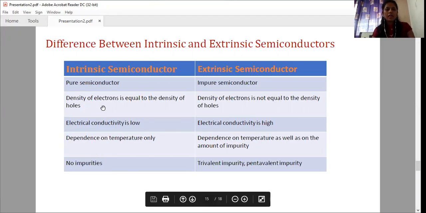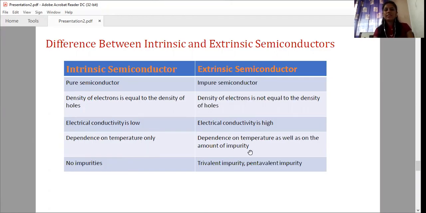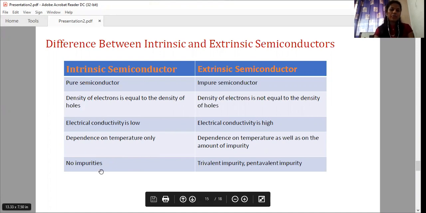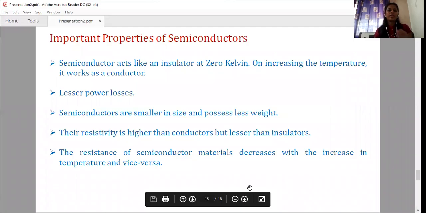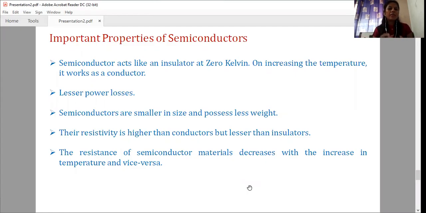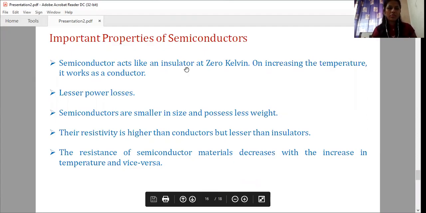Here, an intrinsic semiconductor depends on temperature only. But an extrinsic semiconductor depends not only on temperature but also on the amount of impurity. An intrinsic semiconductor has no impurity, and an extrinsic semiconductor has trivalent or pentavalent impurity. Now the important properties of semiconductors. We have already discussed all these things, but I will briefly revise the important points of semiconductors, which are also called properties.